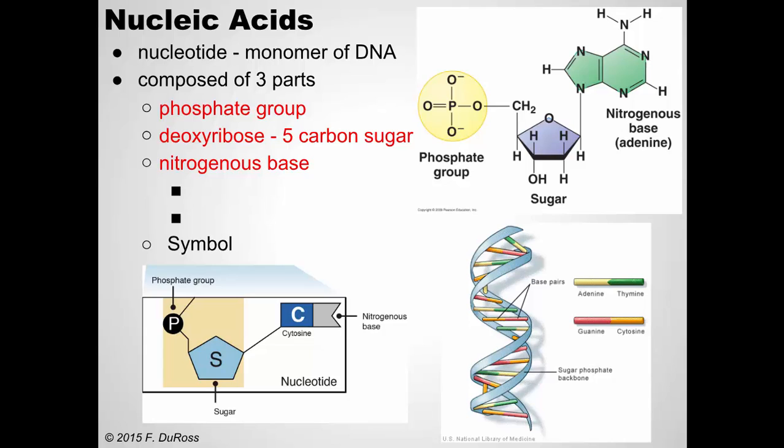In DNA, there are four different nitrogenous bases that might be attached here. We refer to them often by letter or by their names. The four possible nitrogenous bases are adenine, thymine, guanine, and cytosine. We abbreviate them A's, T's, G's, and C's.